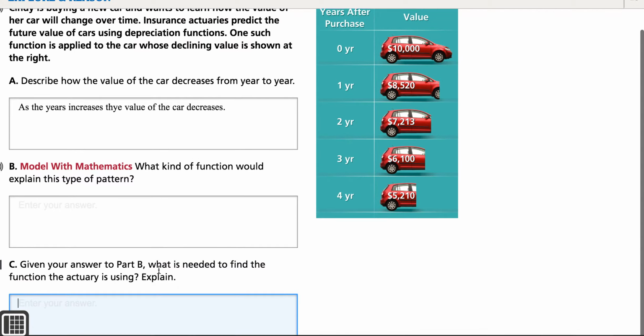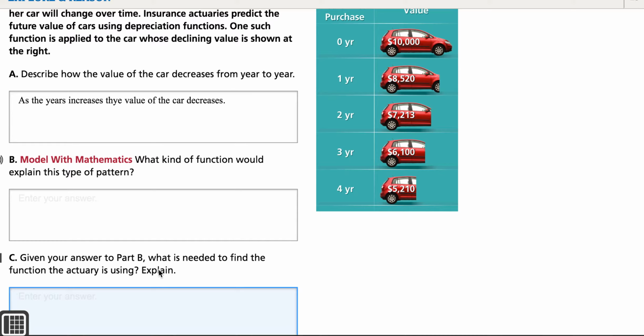Part C. Given your answer to Part B, what is needed to find the function the actuary is using? Explain. So, how is knowing the general formula for the exponential function helpful in describing this situation? Use the prior knowledge, the exponential function, the parent function. How can you come up with the answer?